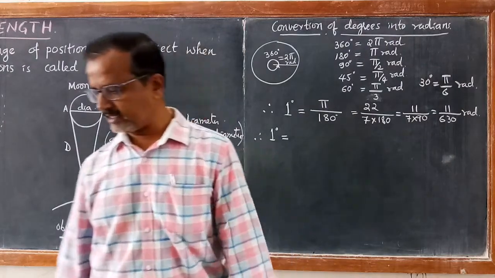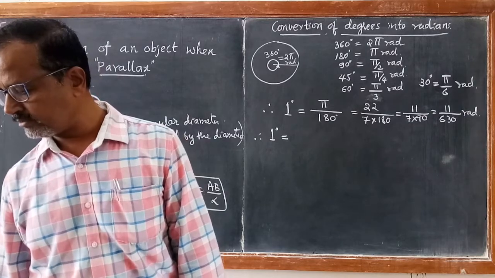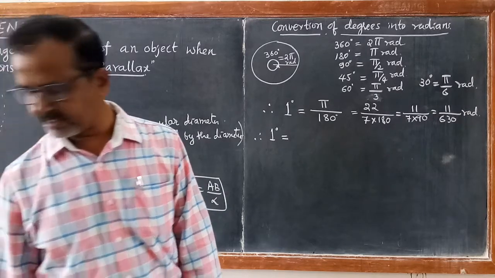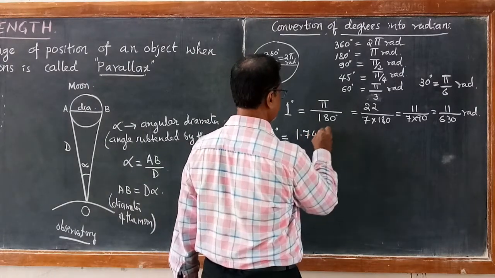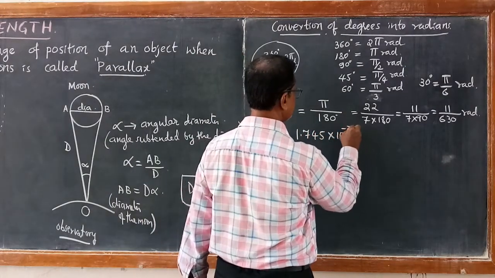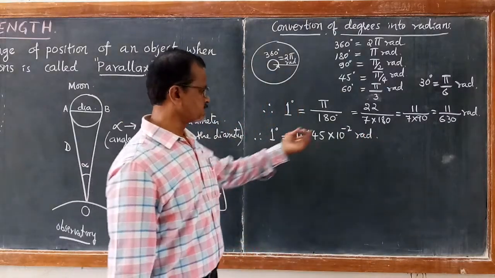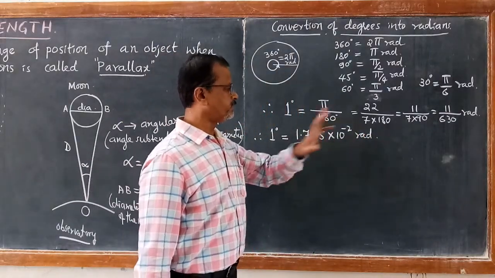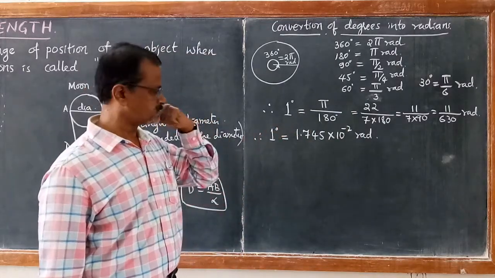If you calculate that 11 by 630 radian, it comes out to be 1.745 into 10 to the power of minus 2 radians. So you must remember this: 1 degree corresponds to 1.745 into 10 to the power of minus 2 radians. This will be helpful while solving the numerical problems.